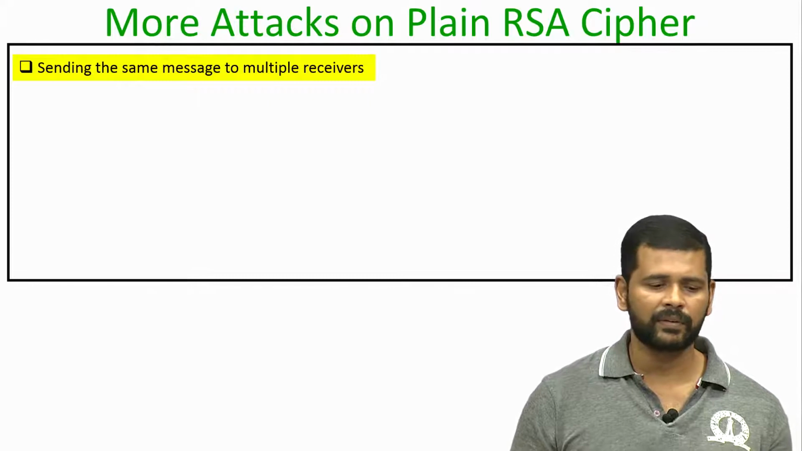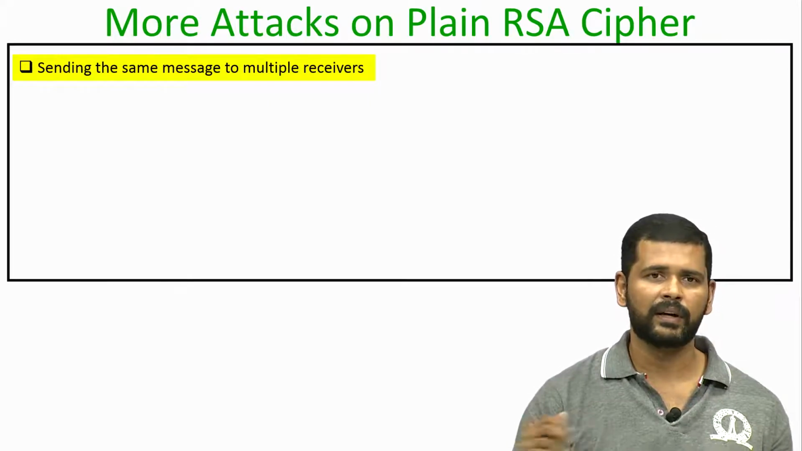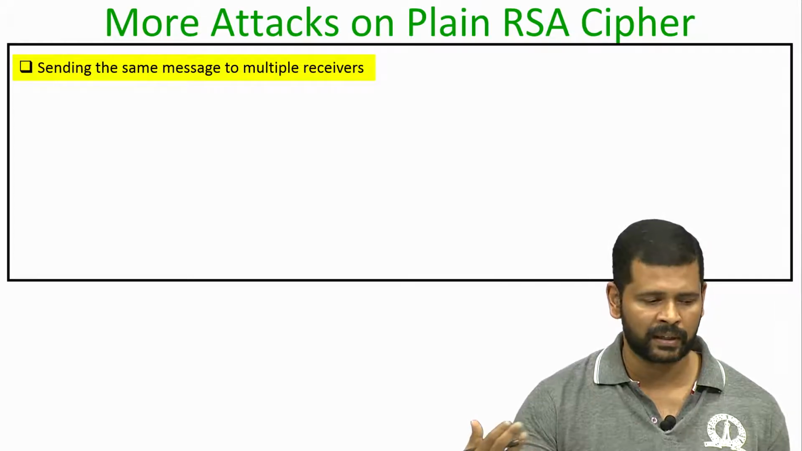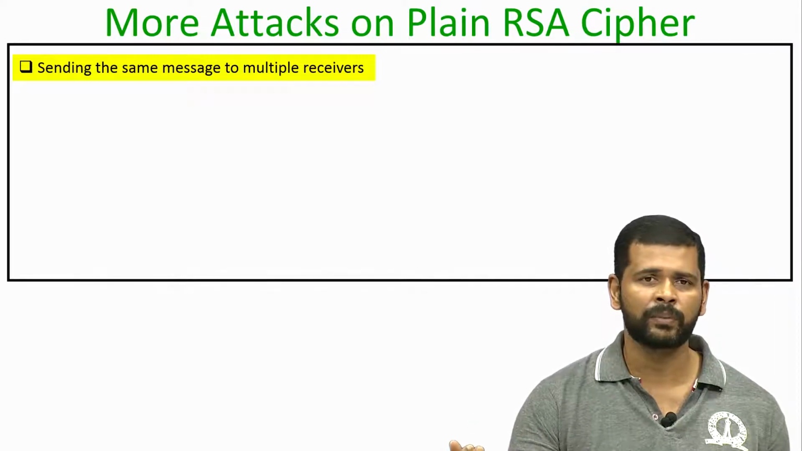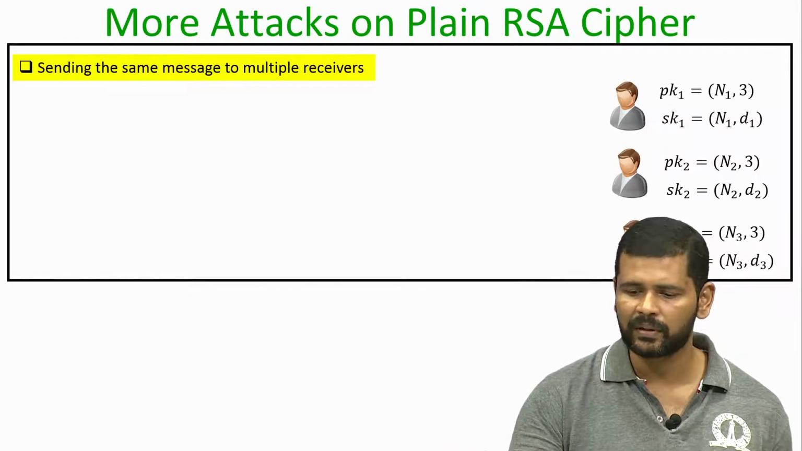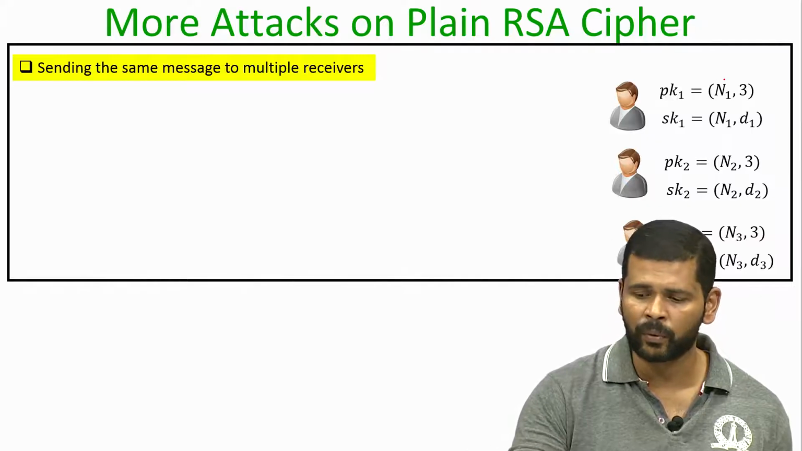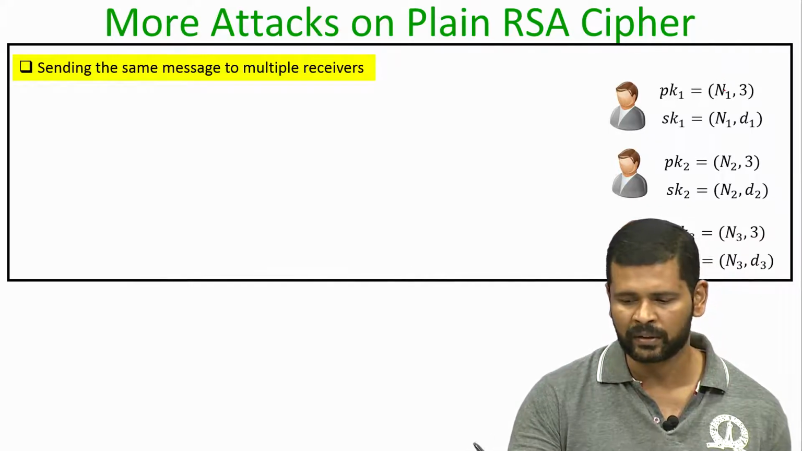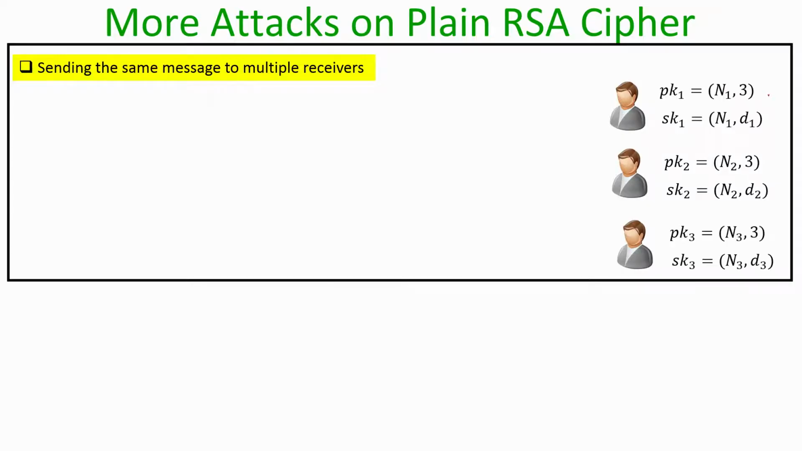We can have many other kinds of attack possible on plain RSA cipher. So, imagine for the moment that we are considering an application where the same message needs to be encrypted and sent to multiple receivers. Say we have 3 receivers, receiver 1, 2, 3, each with its own modulus n1, n2 and n3 respectively, but each of them is using the same public exponent, say 3, and of course different decryption exponents d1, d2, d3, where d1 is the multiplicative inverse of 3 modulo n1, d2 is the multiplicative inverse of 3 modulo n2 and so on.